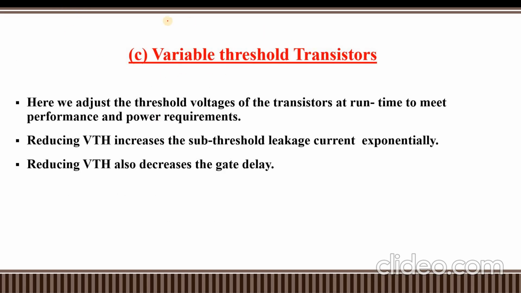Next one is variable threshold transistors. Here we can adjust the threshold voltage of the transistors at runtime to meet the performance and power requirements. Reducing the VTH increases the subthreshold leakage current exponentially, and it also decreases the gate delay. So variable threshold transistors are one method to reduce the leakage power. If we increase the threshold voltage, the static or leakage power will be reduced.